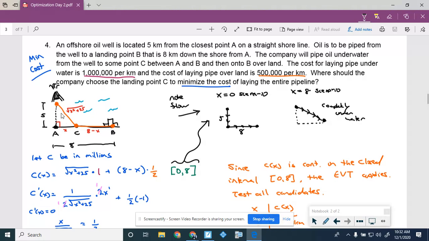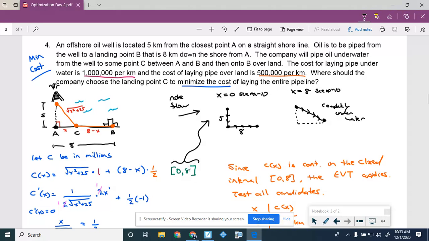That's how you would do it. Well, all right, it's not 2 kilometers. It's this unknown radical x squared plus 25 kilometers. So the cost for laying this part of the pipe is going to be radical x squared plus 25 times 1,000,000. Now, I didn't want to write all of the zeros, so I said, let's let C be in millions. So I could just do times 1. Likewise, what about the cost of this pipe? Well, the length of it is 8 minus x, and the cost is $500,000 per kilometer. So if I do 8 minus x times a half, again because we're in millions, that would represent the cost of the pipe over land. So when I add the two together, I get the total cost of the project, right? So a neat little problem.